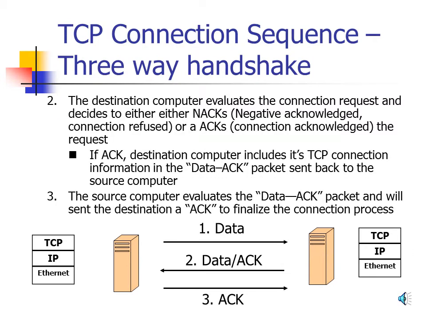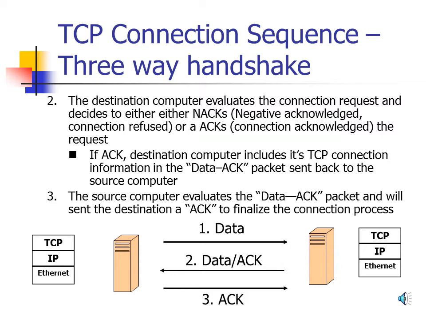In step 2 of the three-way handshake, the destination computer will receive the connection request from the originating computer and then decide to accept it or not accept it. Now, if it is not accepted, for instance, it may have all of its connections full already and not be able to accommodate any other ones, it will send back a negative acknowledgement, or a NAK, and essentially say to the originating computer, your connection request is refused.